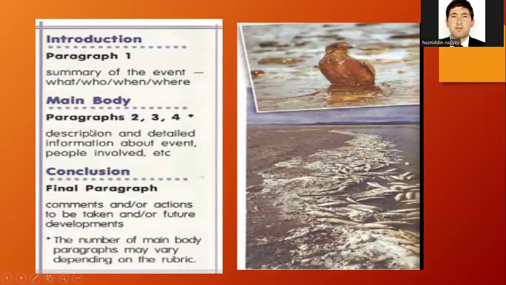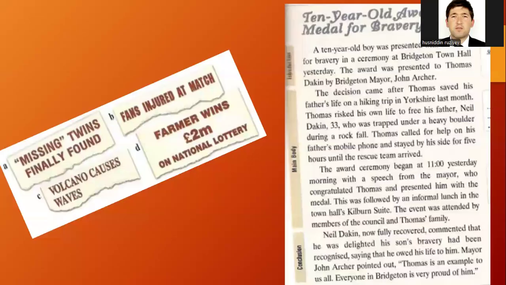In paragraph one, we should give a summary of the events: what, who, when, and where. The next one is the main body. This depends on your topic, and you should give description and detailed information about the event and the people involved. The last one is the conclusion part: comments and or actions to be taken, and also future developments. The number of main body paragraphs may vary depending on the rubric or your topic.